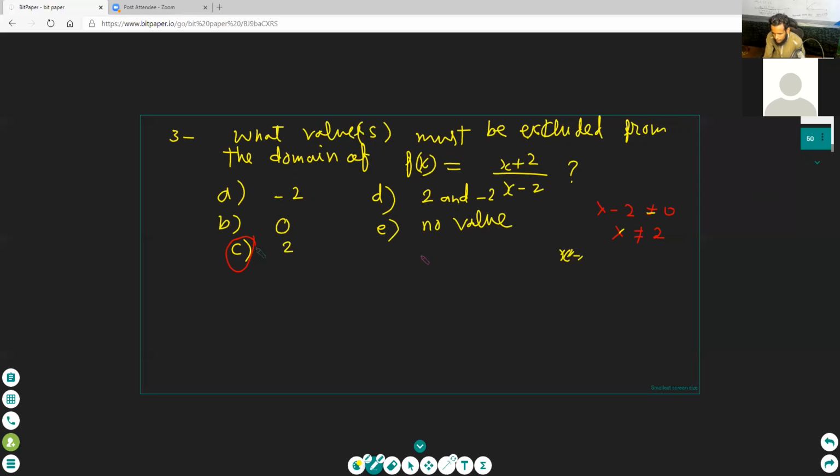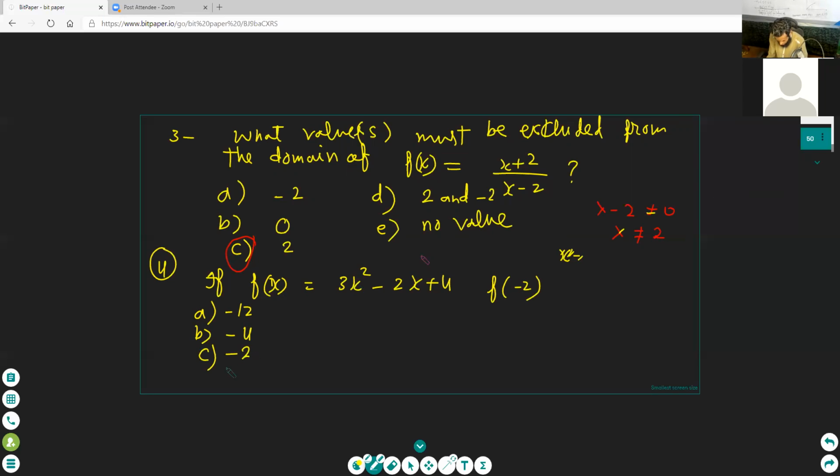Okay, good. I write the 4 option here. If f of x equals 3x square minus 2x plus 4, what is f of minus 2? Options: C minus 2, D 12, and E 20. Tell me the correct option. Solve it. If you feel difficulty, then solve it.